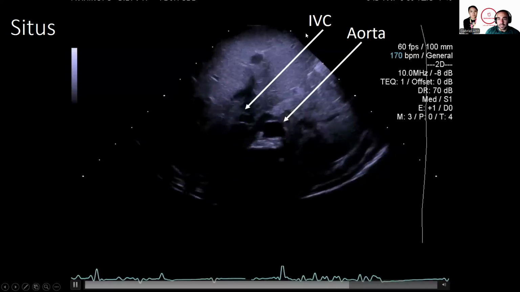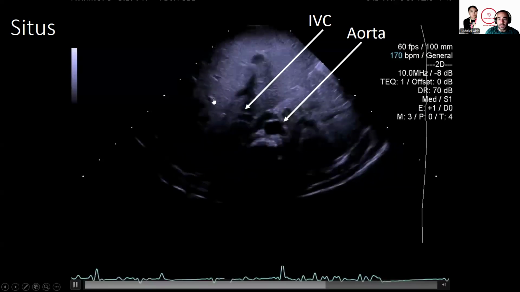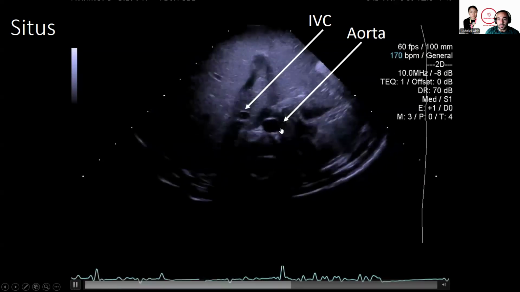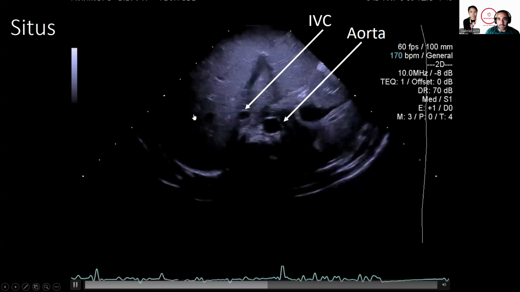This is a situs example where you see the IVC inside the liver, and you see the aorta. The best practice is actually to do a sweep and see this IVC connect to the right atrium. You can see that the aorta is on the left side and the IVC is on the right side inside the liver.